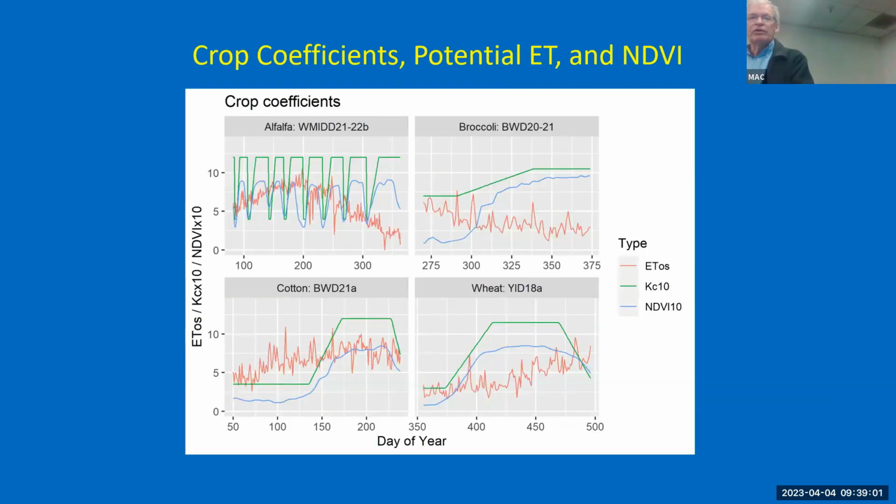Here are some more examples showing how we translate those crop coefficients using specified crop coefficients from FAO 56 and also from Marv Jensen's work from the late 1990s and early 2000s, and now used by the U.S. Bureau of Reclamation. The green curves show you those crop coefficients. The red is your potential ET, and the green is your crop coefficient, and the blue is the satellite remote sensing data.